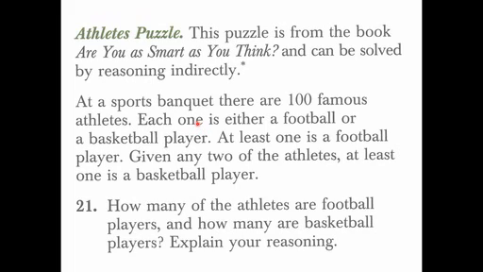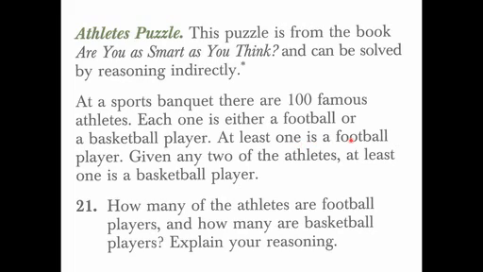Clever Athletes puzzle makes you think a little bit, and in the process, you're going to be using some indirect reasoning in your noggin, hopefully. Are you as smart as you think? At a sports banquet, there are 100 famous athletes. That's a given, 100 people. Each one is either a football or a basketball player. So, 50-50, 60-40, 90-10, 99-100, what is it? So each one is either a football or a basketball player.